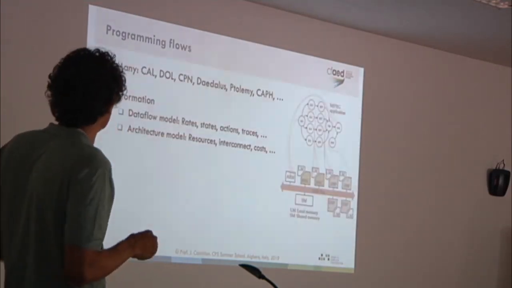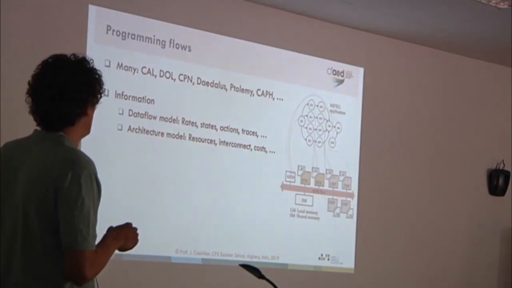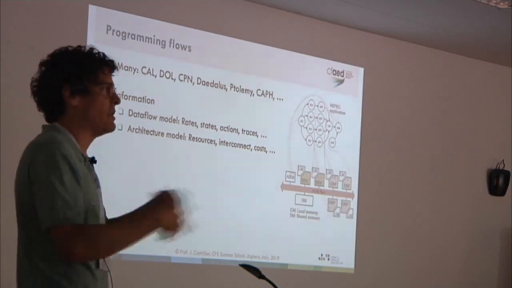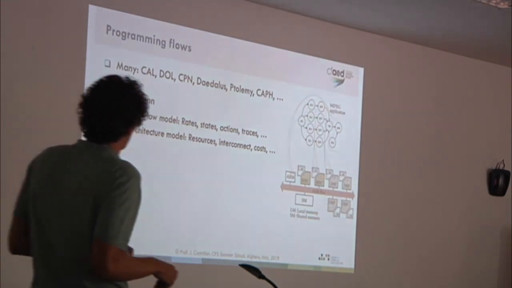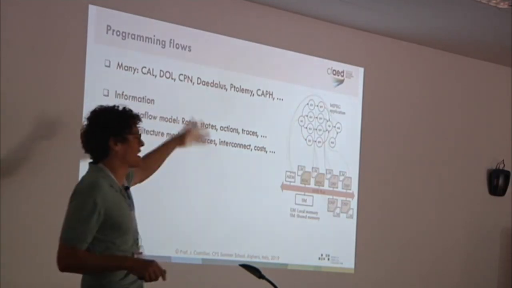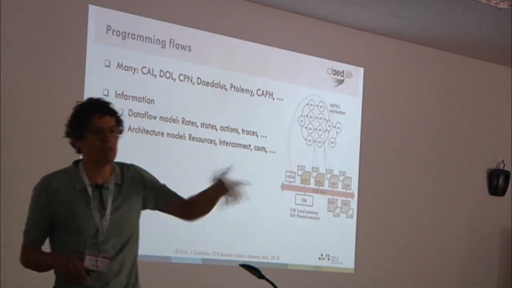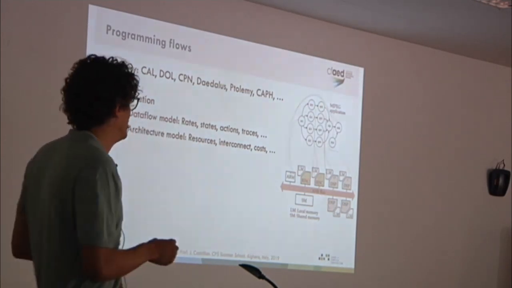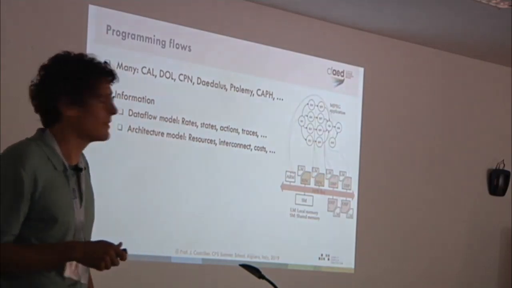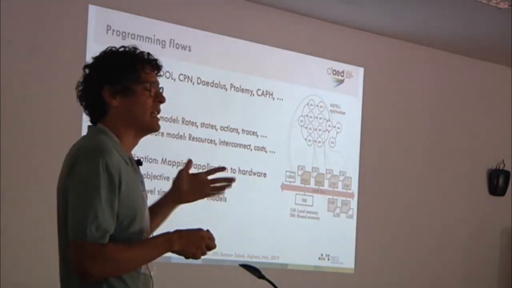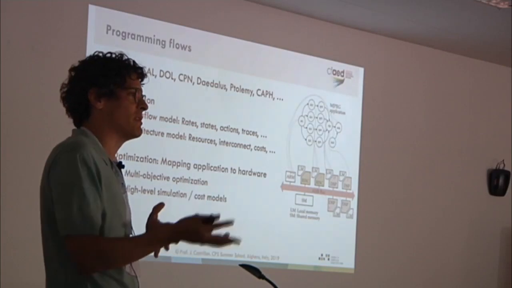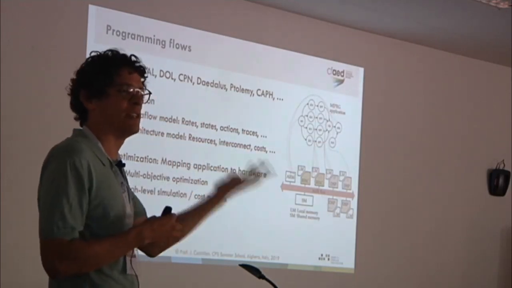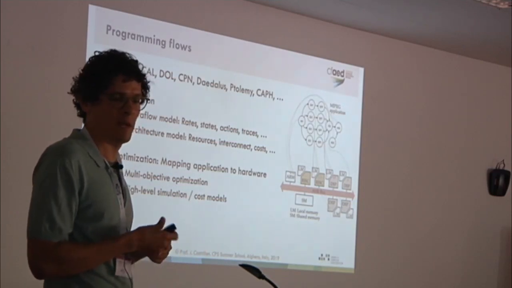Good. So we're not alone here. Many other languages exist: CAL, DOL, which was proposed at ETH, Daedalus, and Ptolemy, which is a big framework from Edward Lee to work on different models of computation, way beyond only data flow. The information that these models provide is, as I said, rates, states, actions, or traces. For architecture models, we need a model of resources, interconnect, memories, and so on, so that we can reason about this kind of optimization, how to bring these applications onto a heterogeneous system on chip. That was the intention. And for optimization, as Lucas mentioned yesterday, there are multiple objectives here: performance, energy, reliability, thermal dissipation. All this design space exploration that you do for hardware, you have to do for software in a similar way.